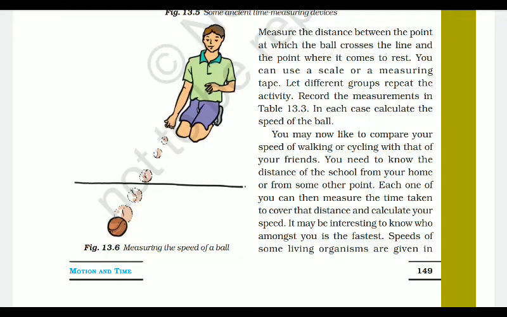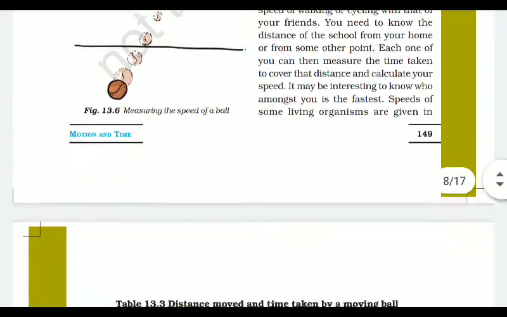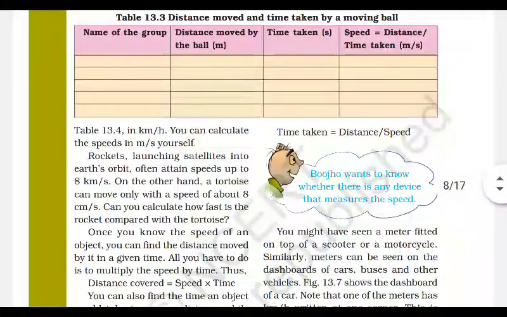You need to know the distance of the school from your home or from some other point. Each one of you can then measure the time taken to cover the distance and calculate your speed. It may be interesting to know who among you is the fastest. Speeds of some living organisms are given in Table 13.3. You can collect the data and write it down here.